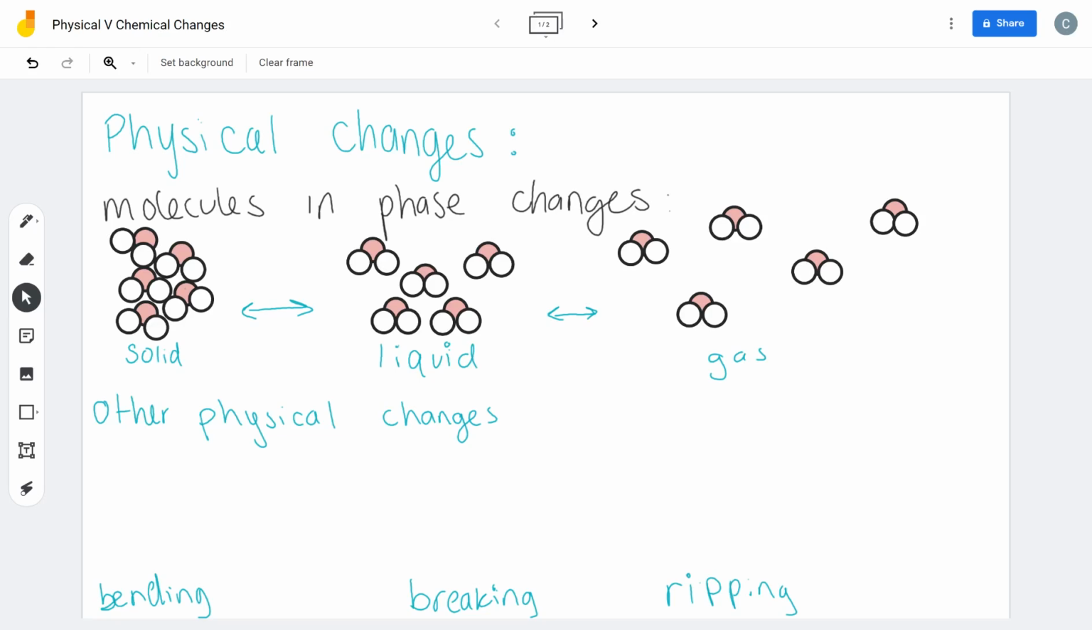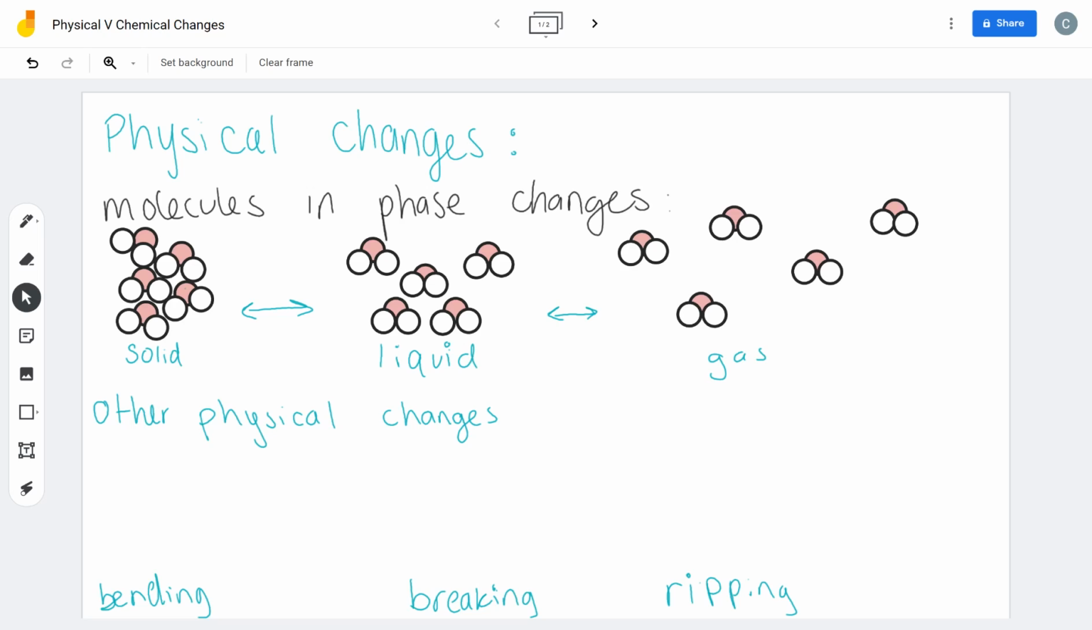Hi, guys. So today we're going to talk about how you can see the difference between physical and chemical changes at a molecular level. Now, obviously, we cannot, with our eyes, see molecules. So, the ways that we've been talking about physical and chemical changes so far, we're using things that we could see. So, for physical changes, if you rip something or break it, or if you change its phase of matter, those we said were all physical changes.